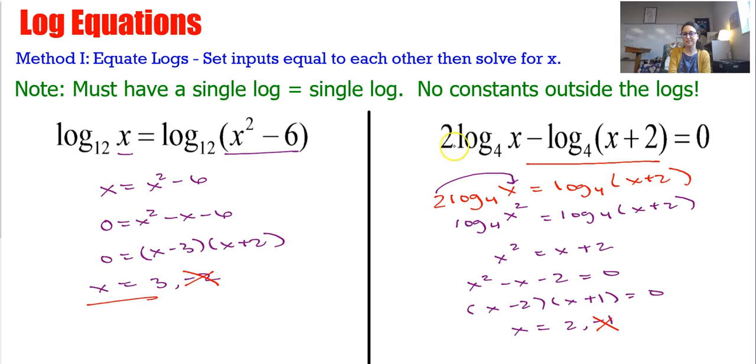So if I test x equals 2, I get 2 log base 4 of 2. Remember, I can bring that 2 to the power. So I basically get log base 4 of 4 minus log base 4 of 2 plus 2, which is 4. So log base 4 of 4 minus log base 4 of 4 is indeed 0. So I'll keep x equals 2 as my only solution.